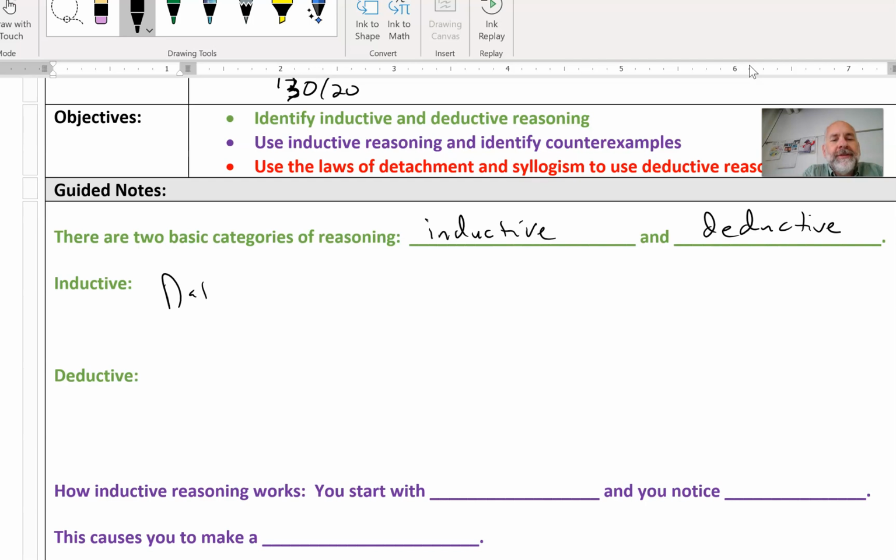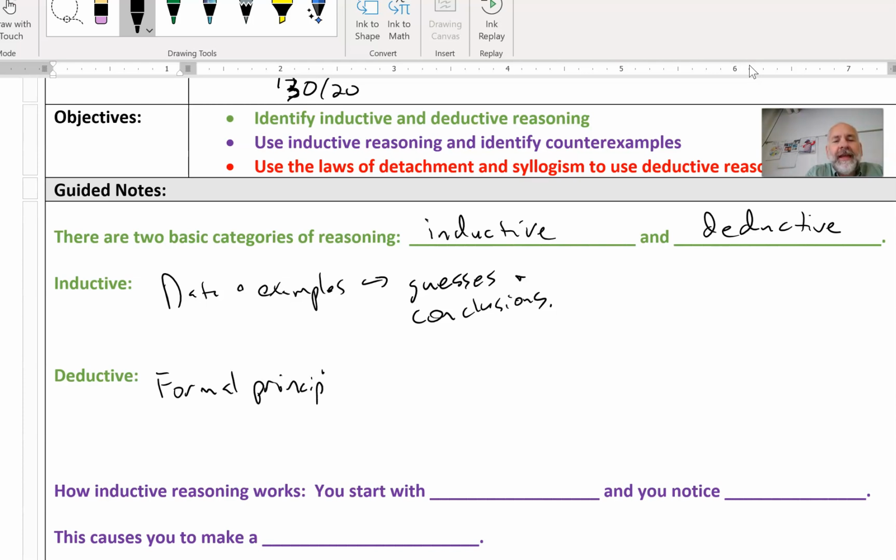Inductive is starting from data and examples and going to guesses and conclusions. So you start with just some data, and then you go, I think this is true. That's inductive reasoning. Deductive is starting from formal principles, and instead of using data, it's using formal principles and logic to reach conclusions that must be true.